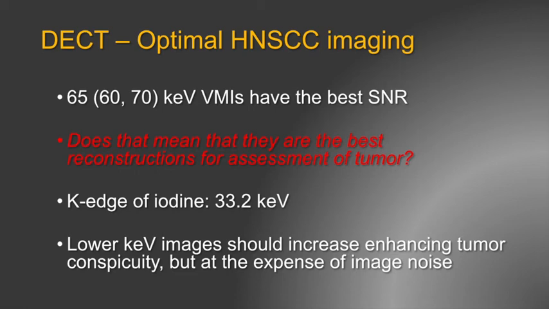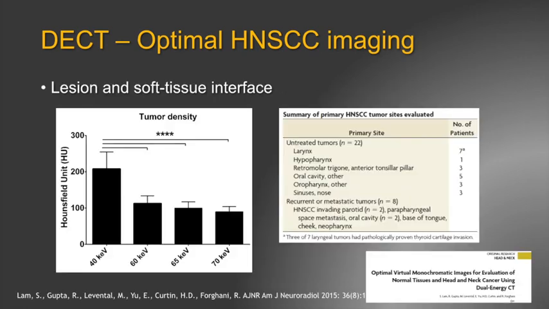We have already discussed how lower energy VMIs can be used to increase enhancing tumor conspicuity. Different studies, including from our lab using different scanners, have demonstrated that tumor attenuation increases on lower energy kV VMIs and is highest on the 40 kV VMI.